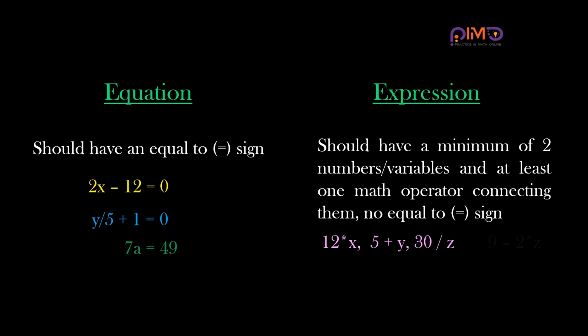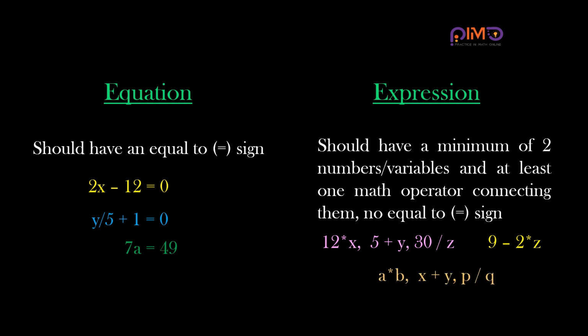Let's see one more example. 9 minus 2 times of z. This is one more expression, but it has 2 numbers and one variable and 2 math operators. It is still an expression because it should have a minimum of 2 numbers and variables and at least one math operator. It can be more than that.